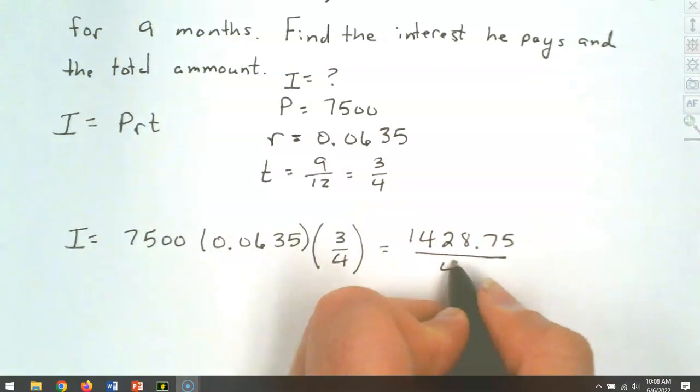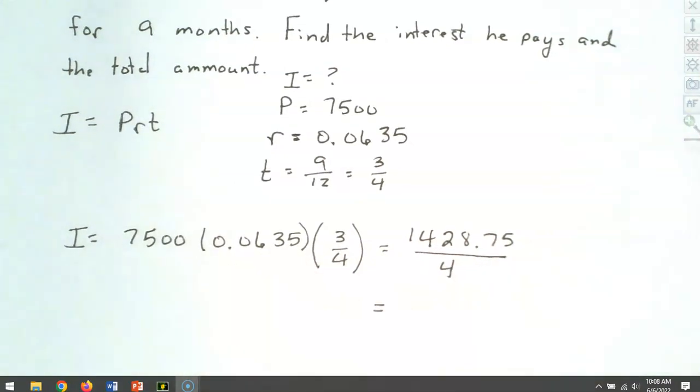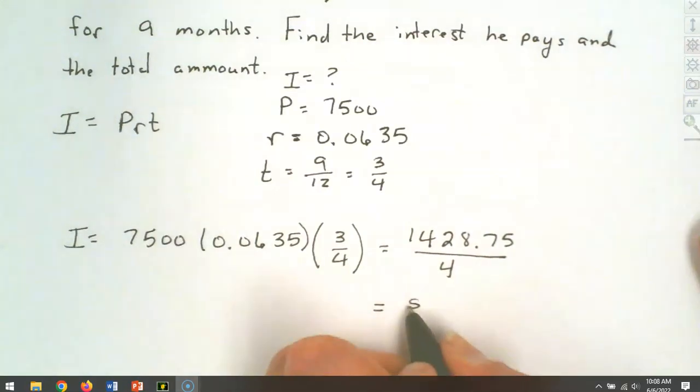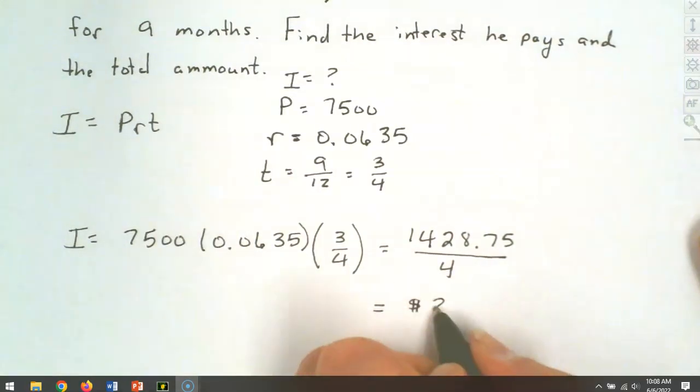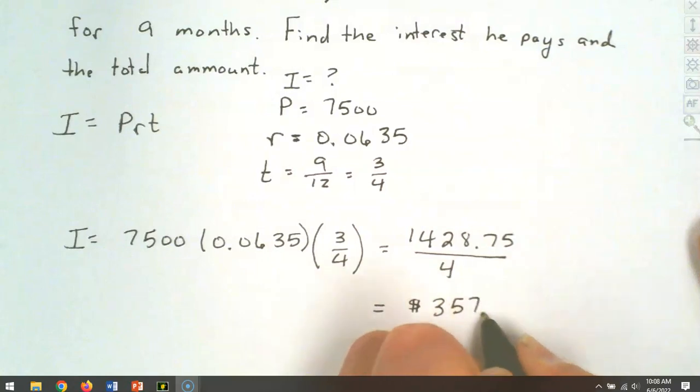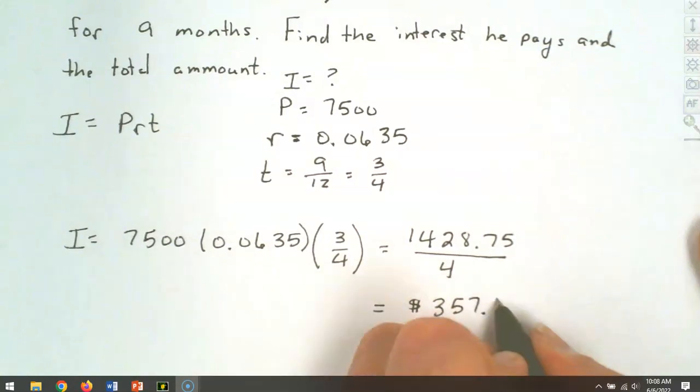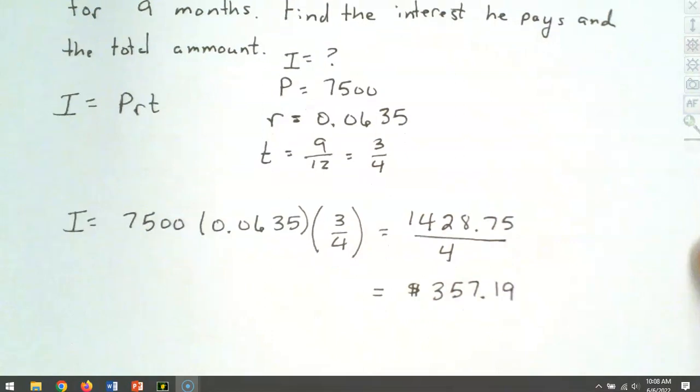I'm going to divide that by 4. Okay. And now we divide. Now we can round to the nearest cent. So we divide that by 4. We're going to have to round to the nearest cent. And so that's going to be $357. And if we round, 19 cents.